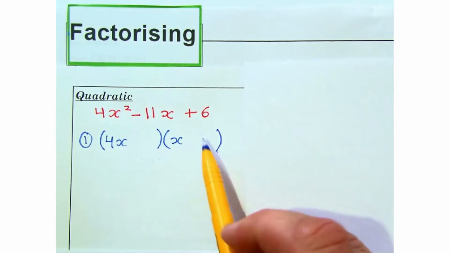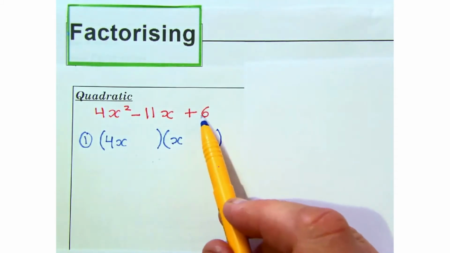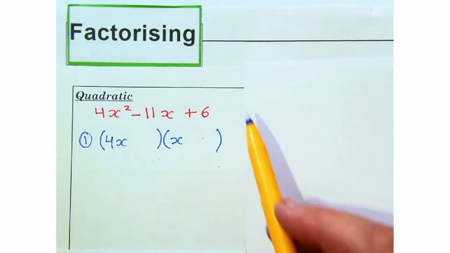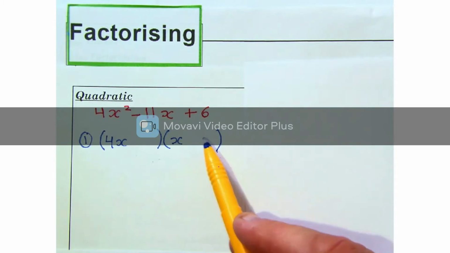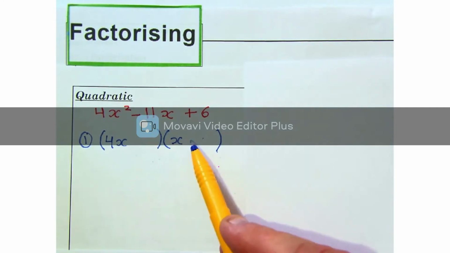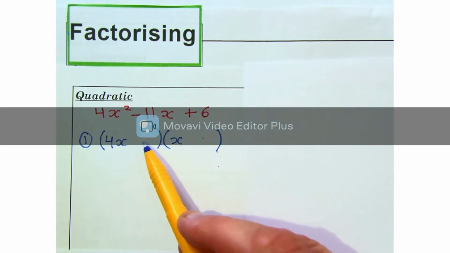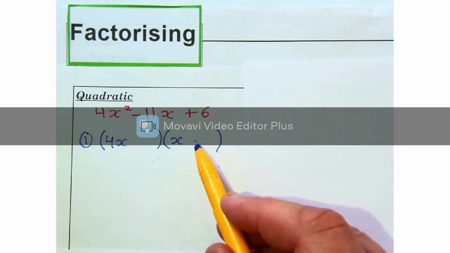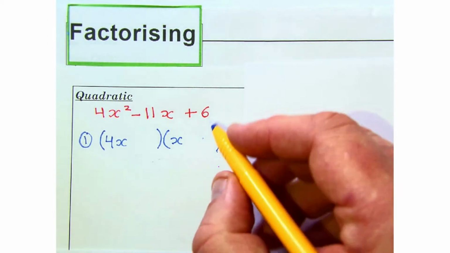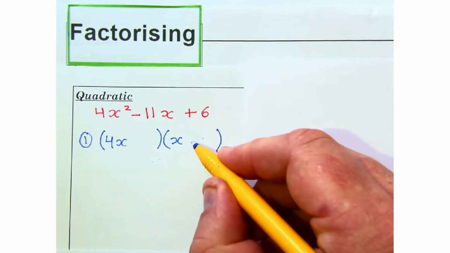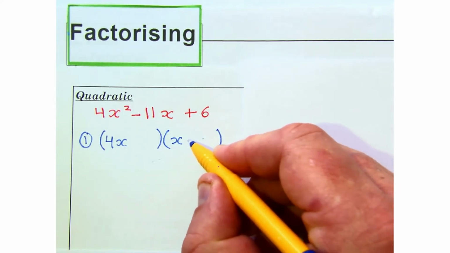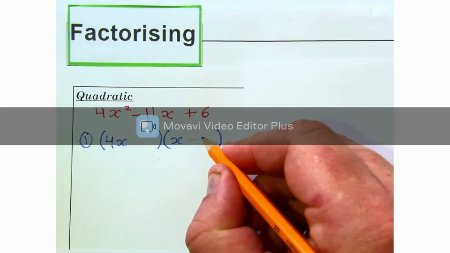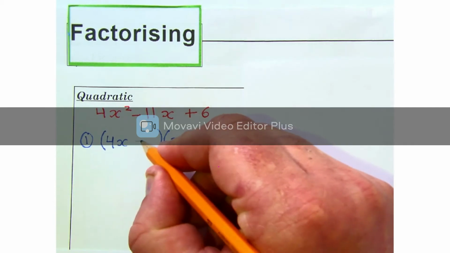And now let's write down the factors of plus 6. Now, because it's plus 6, they could be a plus number here and a plus number here, or a minus here and a minus here. But because we have a minus 11 in the middle, they're going to be two minuses. So let's just try now, for example, minus 3. Okay, now I'll just do it maybe in pencil. So if I had minus 3 and minus 2.